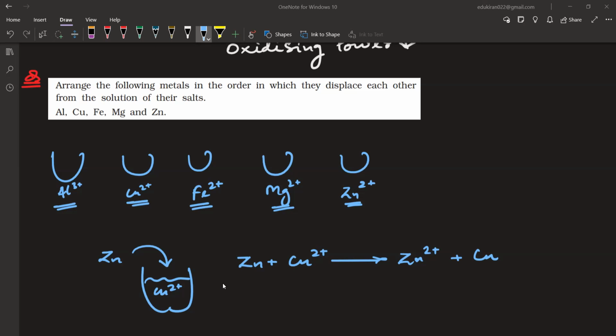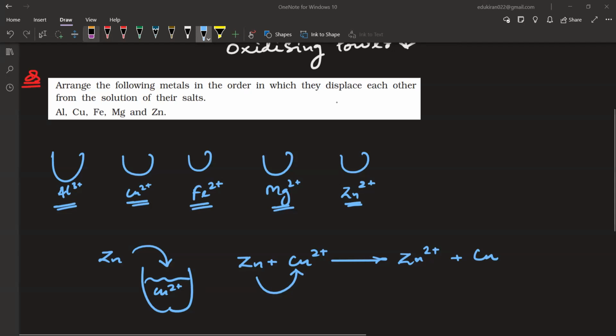So what is zinc doing? Zinc is displacing copper. Yes or no? Zinc is taking the place of copper, and it is converting itself into zinc 2 plus. That means what will happen? Zinc will displace copper. Zinc is going to displace copper.